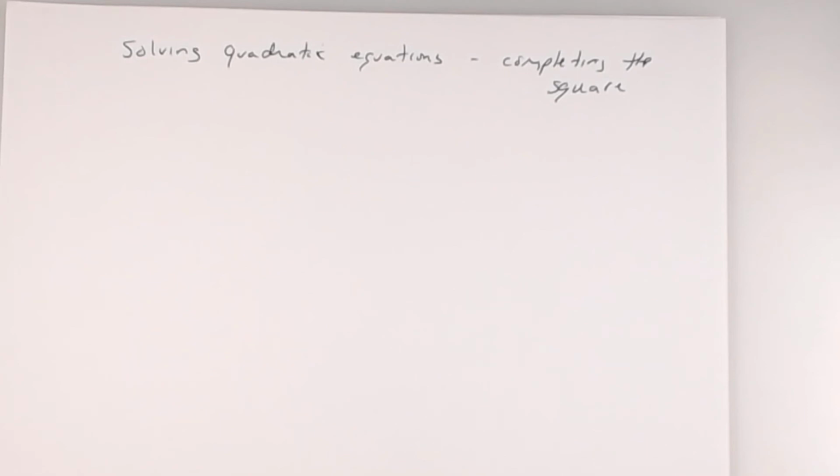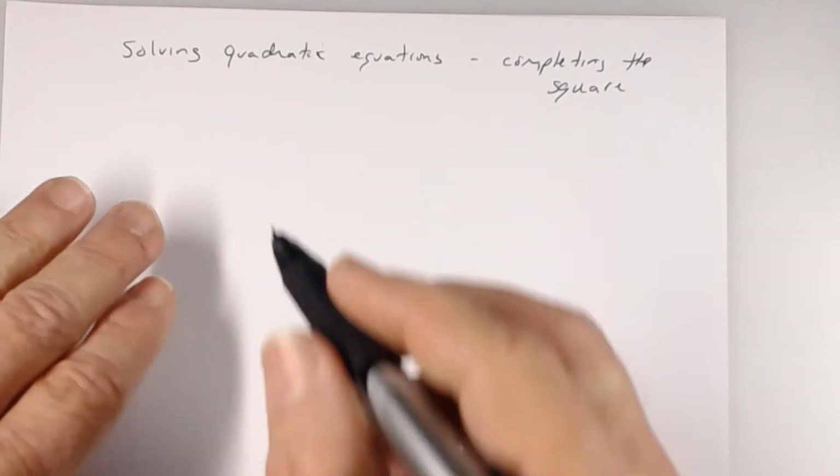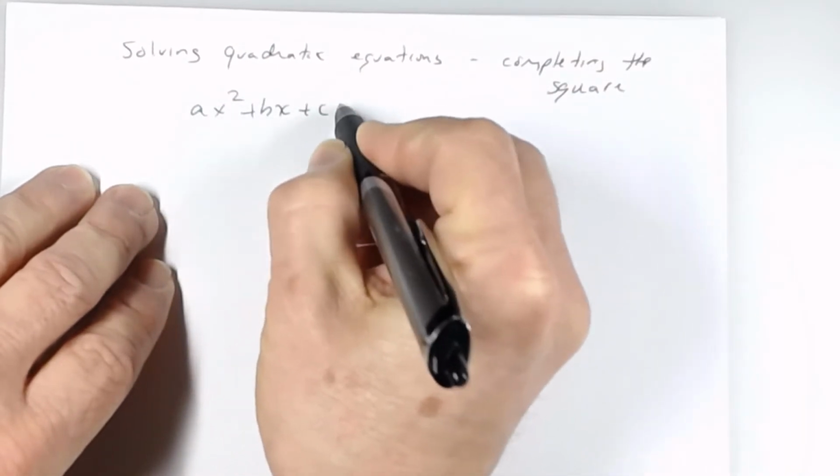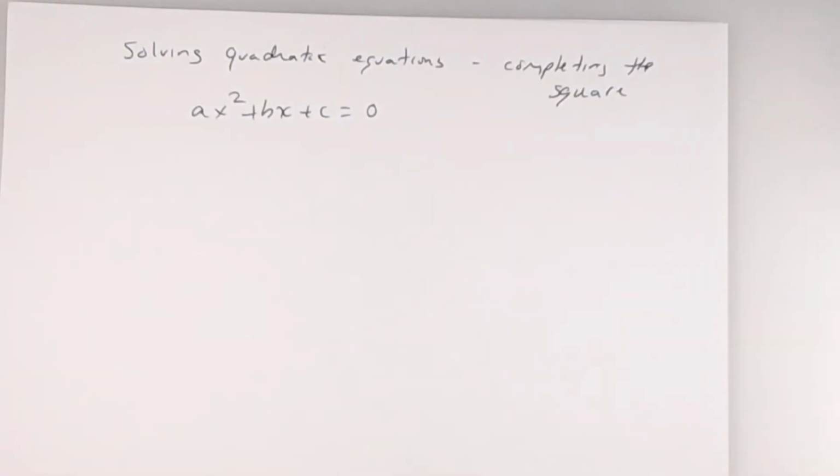So again, we're talking about quadratic equations, and the general form of a quadratic equation looks like this. It's ax squared plus bx plus c equals 0. All right. The first thing we talked about when we solved quadratic equations was factoring. But remember, not all quadratic polynomials are factorable.